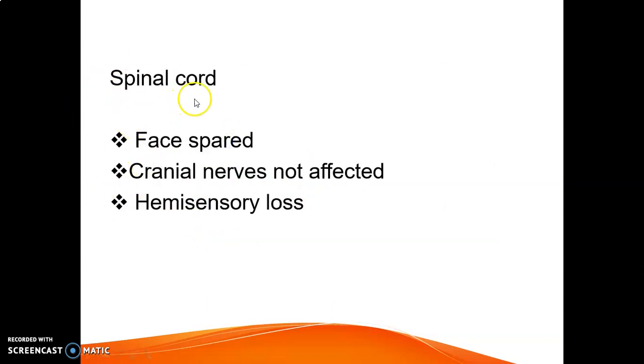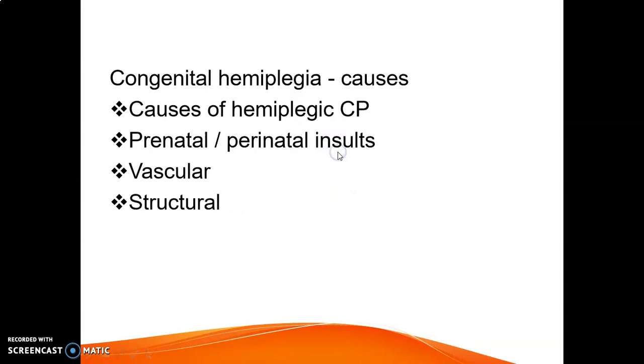When the spinal cord is affected, all of you know that the cortex is not affected and the cranial nerves are not affected, so the face will be spared. But there is hemisensory loss as well as weakness of the same side, that is the upper limb and lower limb. The face is totally spared, nothing will happen in the face, none of the cranial nerves are affected. So that is a big difference when hemiplegia happens in the spinal cord.